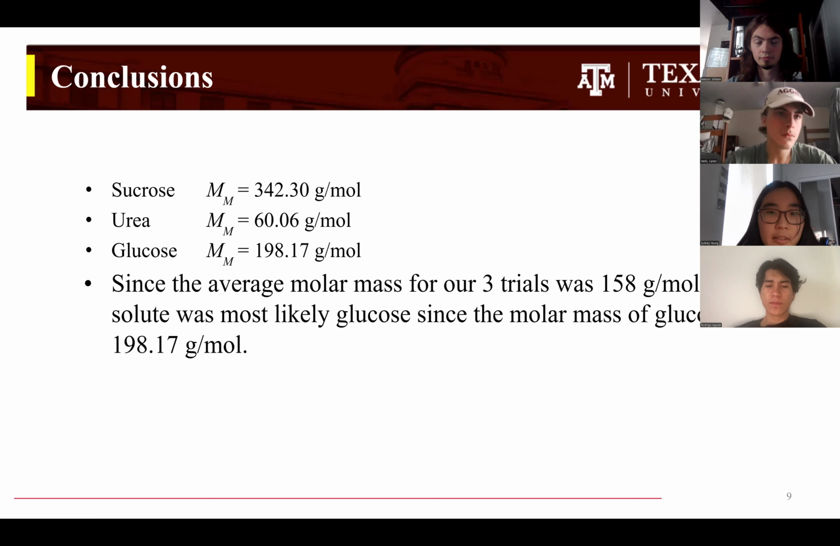So after our average was calculated to be 158 grams per mole, we decided that our unknown solute was most likely glucose, since the molar mass of glucose is 198.17, which is the closest to the molar mass that we found for our unknown.